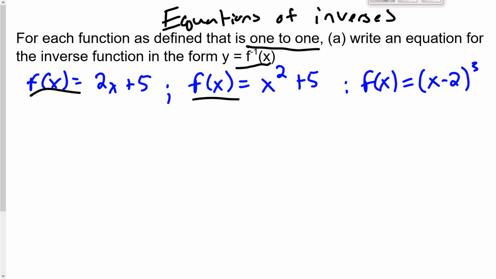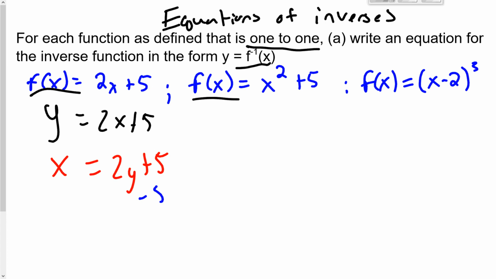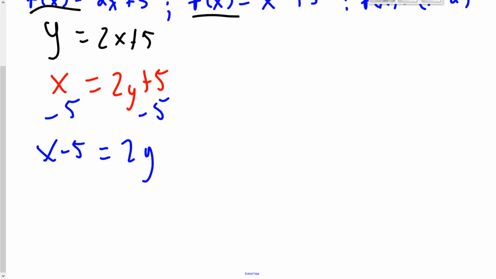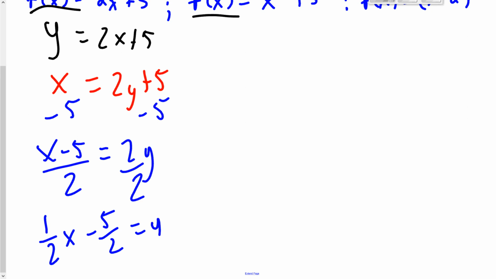Okay, so we can change this to y equals 2x plus 5. And then we can go ahead and interchange x and y, so x equals 2y plus 5. Then we solve for y, get y by itself. So x minus 5 equals 2y, and then divide by 2 on both sides. You can leave it like that, or write 1/2 x minus 5 halves equals y. Now we erase that y and change it to f inverse of x. So there's that one.